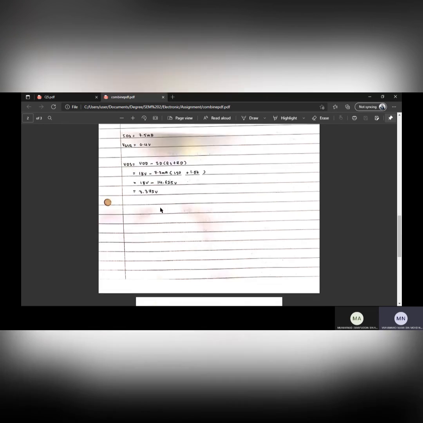So 18 volt minus 14.625 is equal to 3.375. This is the value for VDS.